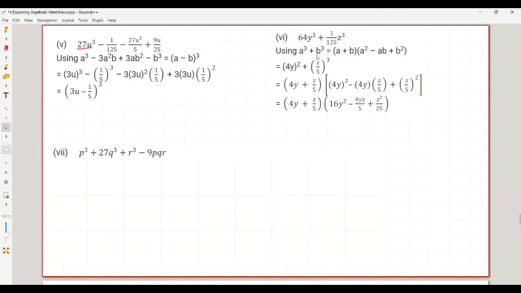So the a cube plus b cube formula is (a plus b) into (a square minus ab plus b square). Remember the formula: a cube plus b cube is equal to (a plus b) into (a square minus ab plus b square).